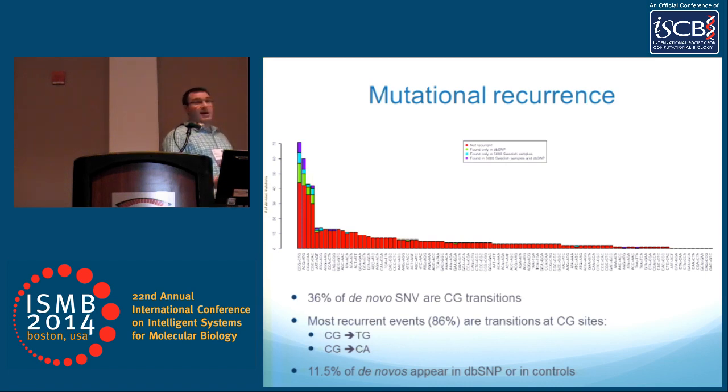So if you want to ascertain the full set of de novo mutations in your sample, you can't just filter on dbSNP and say that's not a real variant, because we saw that even after Sanger validation, the rate is actually pretty high.